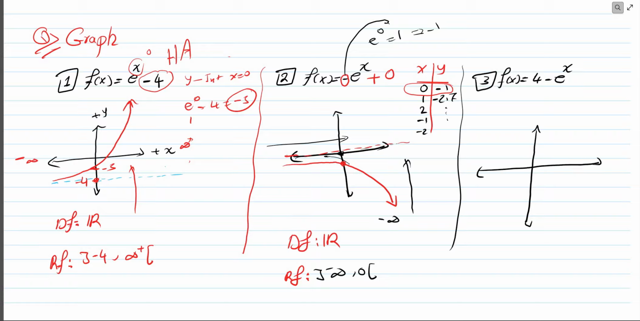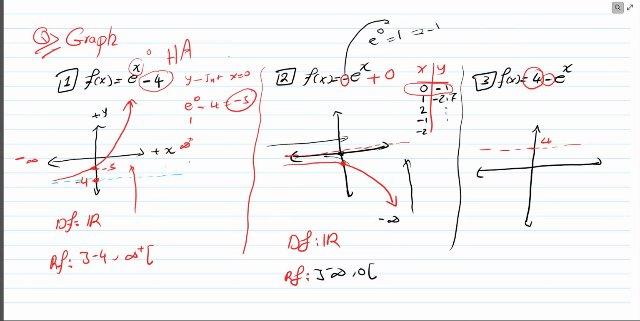First of all, we need to find this value, which is the horizontal asymptote, 4. On 4, I will draw a line. Suppose this is 4. And there's a negative in front of the exponential, so again, the graph is going to be similar to question 2. So the graph goes down.